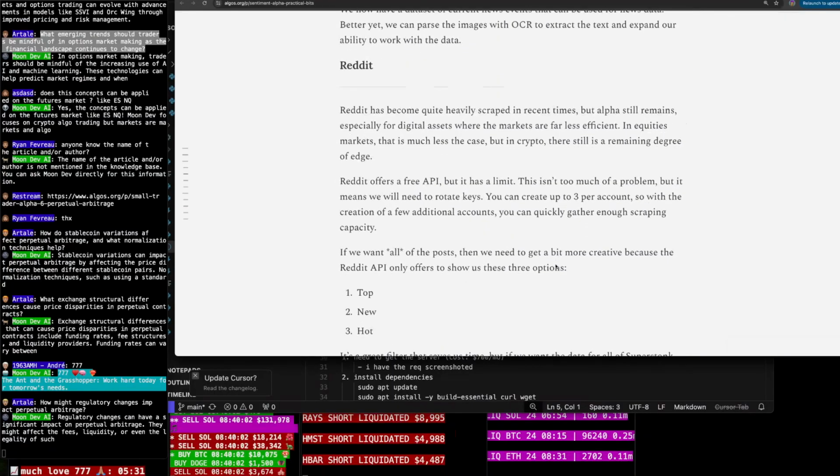Reddit has become quite heavily scraped in recent times, but alpha still remains, especially for digital assets where markets are far less efficient. In equities markets, that is much less the case, but in crypto, there still is a remaining degree of edge. Reddit offers a free API, but it has a limit. This isn't too much of a problem, but it means we will need to rotate keys. Create up 3 accounts. Okay, Reddit could be cool as well.